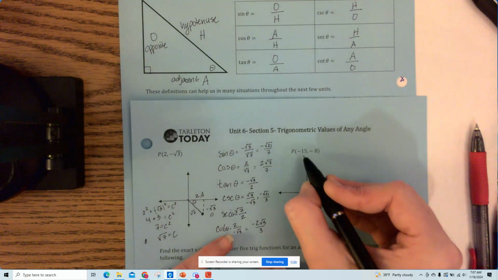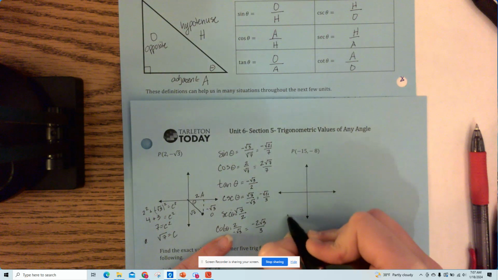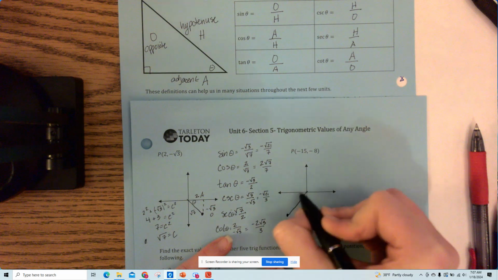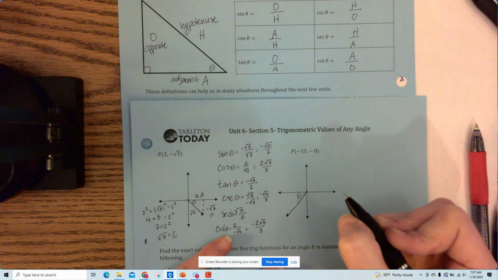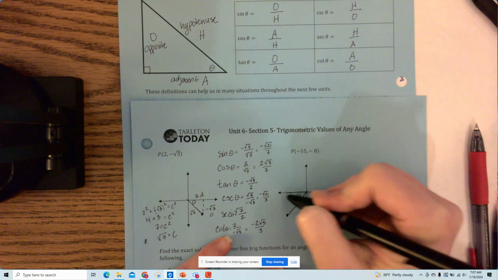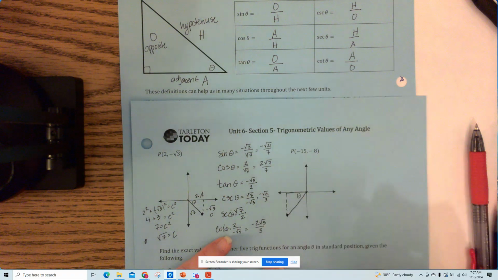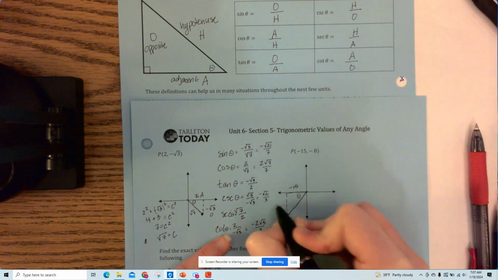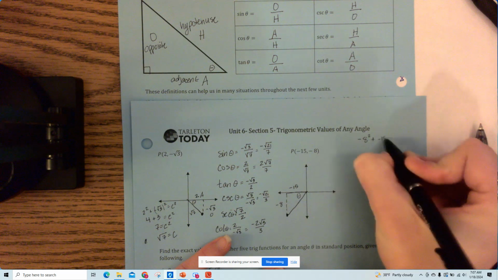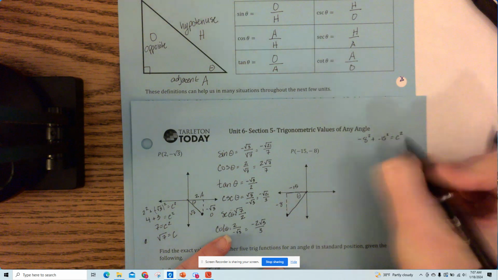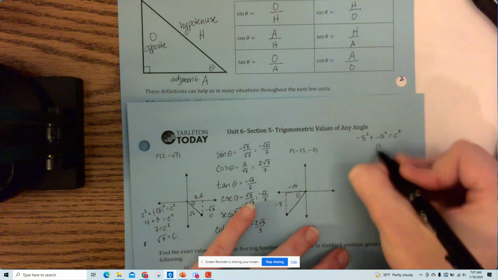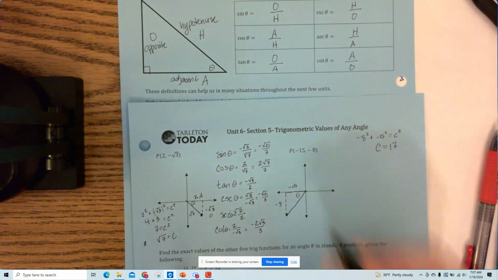So let's do one more. Negative 15, negative 8. We'd go over negative 15, down negative 8. So that means this is my angle here. But I can still use this triangle here. So this would be negative 15. This would be negative 8. So negative 8 squared plus negative 15 squared equals c squared. For time's sake, c is going to equal 17. I'm going to trust her on this one.